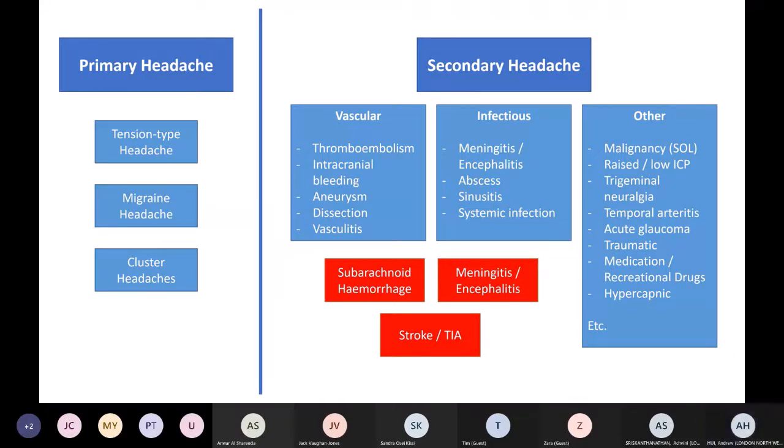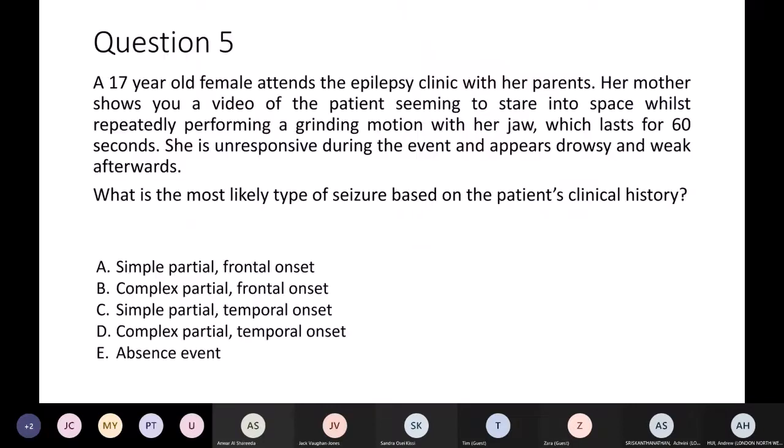Okay. So let's move on to the next question and speed on through.